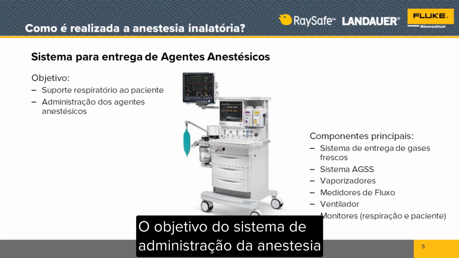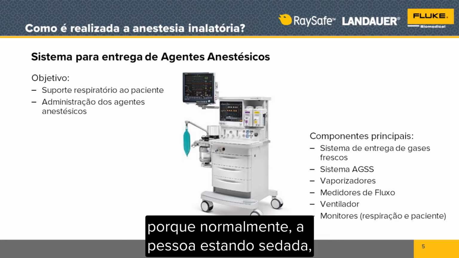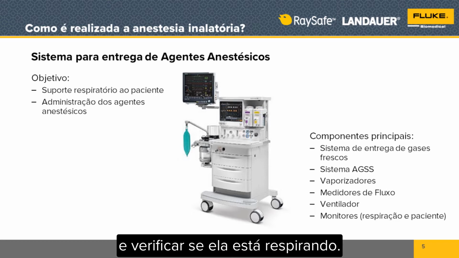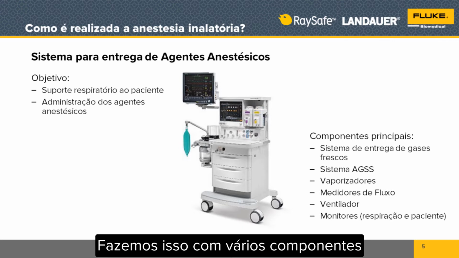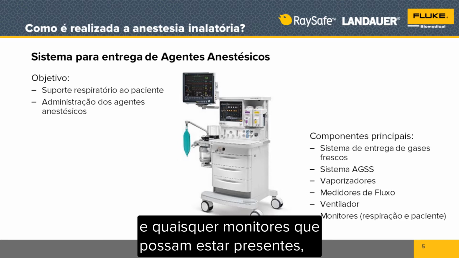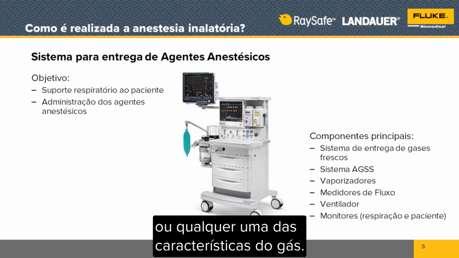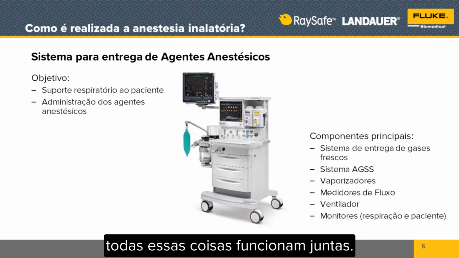So the purpose of the anesthesia delivery system really is twofold. One is respiratory support, because usually with the person being under, we have to control their ventilation and make sure that they're breathing. And the second is anesthetic agent administration. And we do that with a number of components on the anesthesia machine, namely the fresh gas delivery system, the scavenging system, the vaporizer, flow meters, the ventilator, and any monitors that might be present either for measuring physiological parameters or any of the gas characteristics. And this truly is a system. All these things work together.